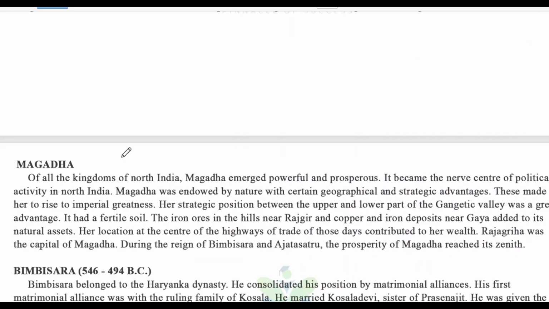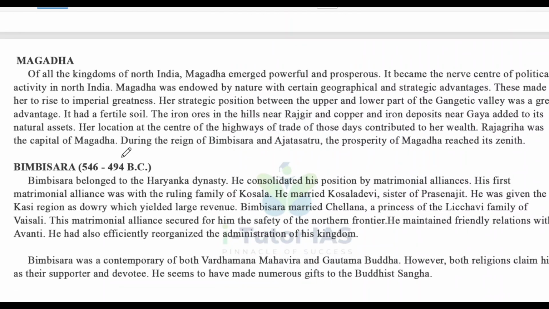The last, the fourth one, is Magadha. Of all the kingdoms of North India, Magadha emerged powerful and prosperous. It became the nerve center of political activity in North India at this time. Magadha was endowed by nature with certain geographical and strategic advantages. This made her rise to imperial greatness, and her strategic position between the upper and lower part of the Gangetic Valley was a great advantage.